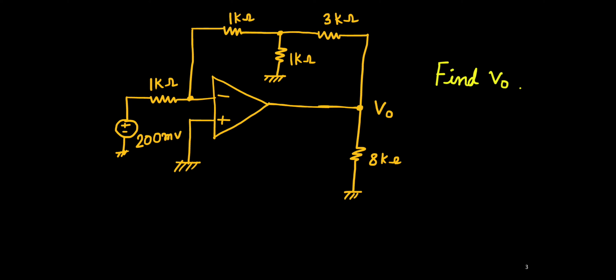Here one op-amp is given in the circuit, where this resistance is 1 kilo ohm, and this is 1 kilo ohm, and 3 kilo ohm is connected, and one load R, this is 8 kilo ohm, is also connected at the output side, and the input signal of 200 millivolt is applied. So we need to find out the voltage V0. We'll try to solve this problem.